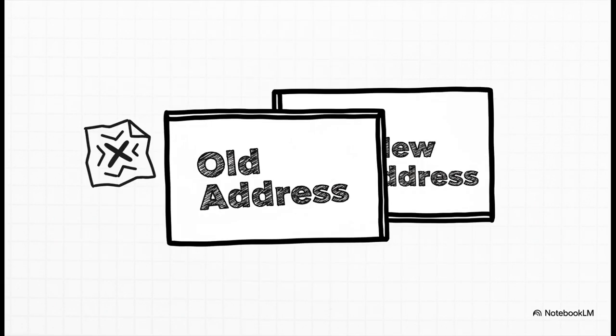So picture a typical database. You update a customer's address. What happens to the old one? Well, it's gone. Poof. Overwritten, like it was never there. The database only cares about the current state of things. And because of that, trying to look back, run an audit, or just understand how your data has changed over time becomes this huge, complicated mess. The past is just erased.